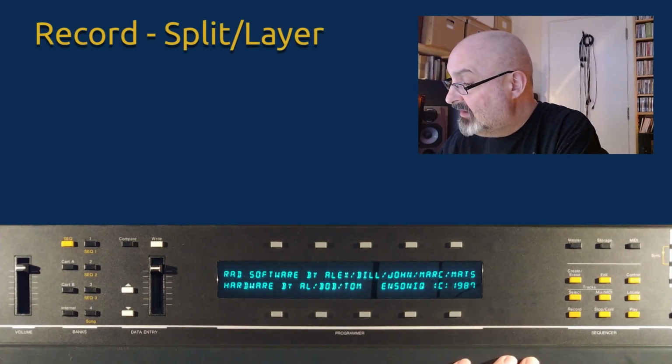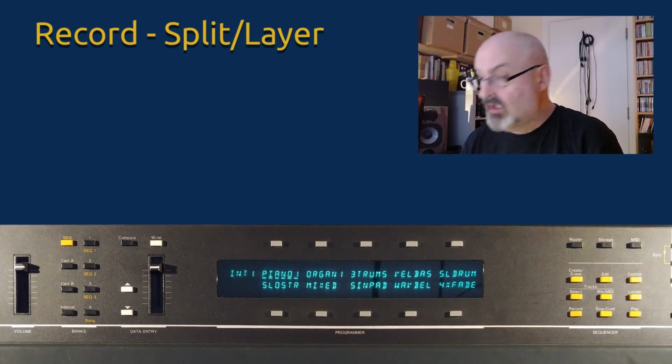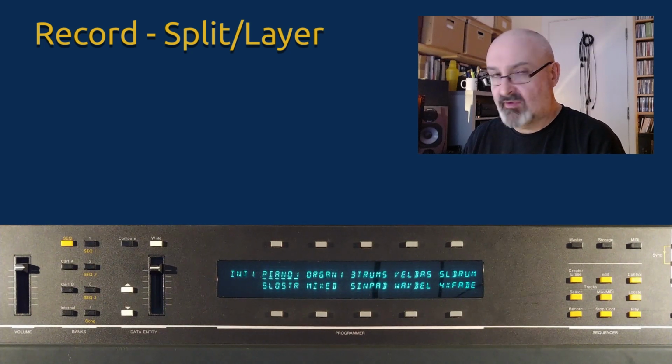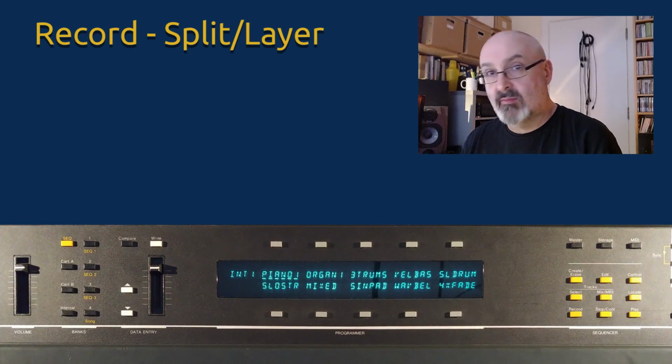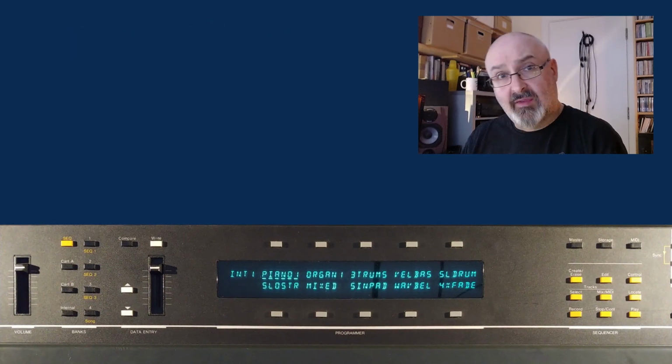Record and split layer. Yeah, so the record split layer function is to recalibrate the keyboard, but it's not showing me anything, so I have no indication whether that's actually doing anything. Plus I don't really have any keyboard issues at the moment, so I'm not sure what's going on with that one. Anyway, that's the 7 functions. We're all done.